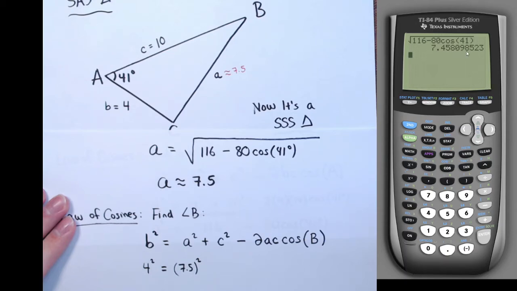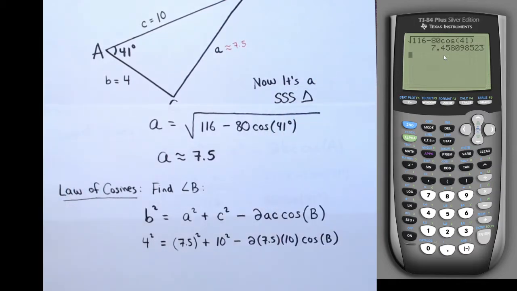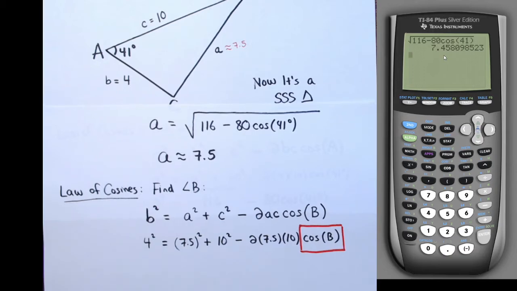Okay, I'm just going to use this previous value because this is little a, more accurately. Then we have plus c squared, plus 10 squared, minus 2 times 7.5 times 10, and then times the cosine of angle B. So what I'm going to do here is solve for the cosine of angle B, get the cosine of angle B alone.